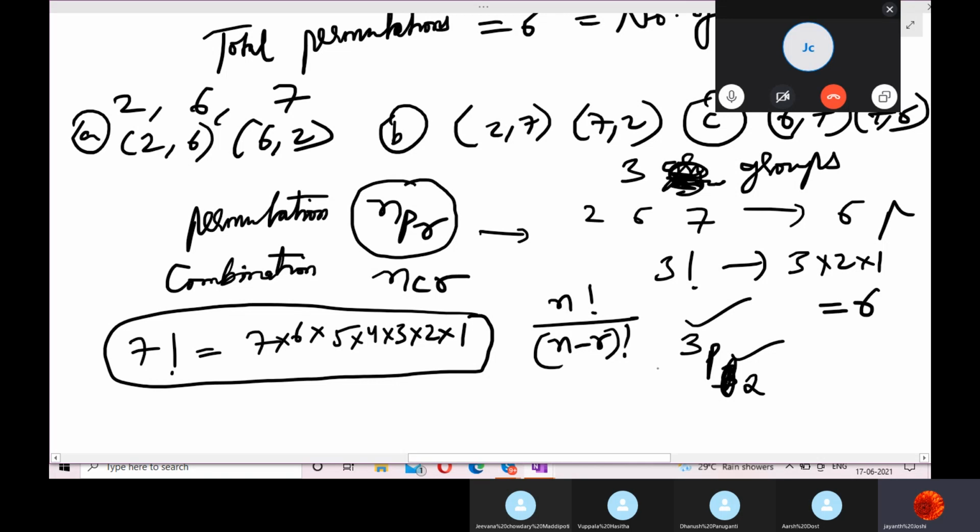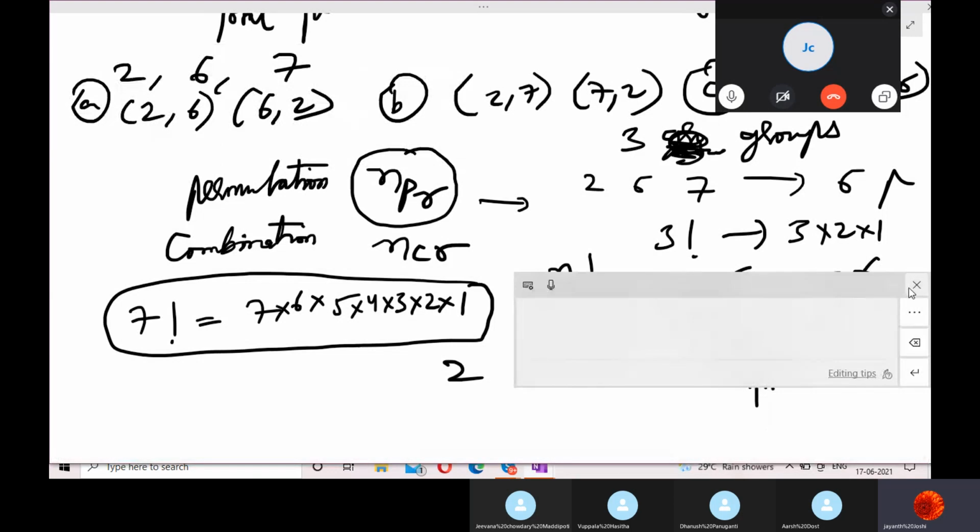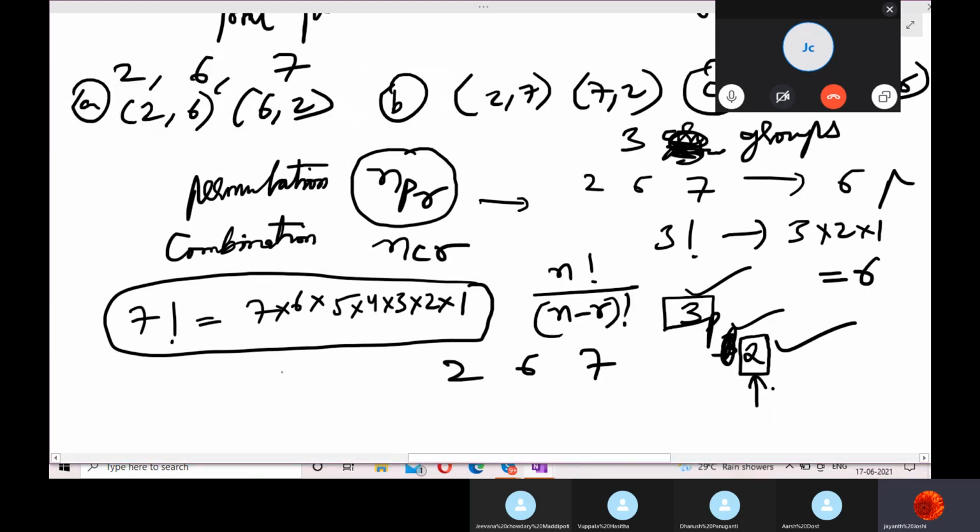Now you see, all of you, out of 3 numbers how many digit numbers do I need to make? See, how many numbers am I given? 2, 6, 7. How many digit numbers do I need to make? 2-digit numbers, correct? So how many arrangements did we see? 6 arrangements. Now we will prove that.